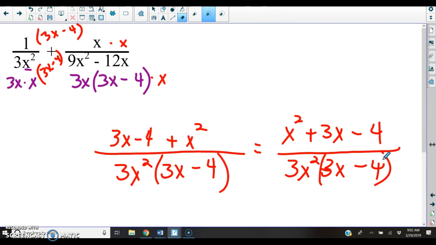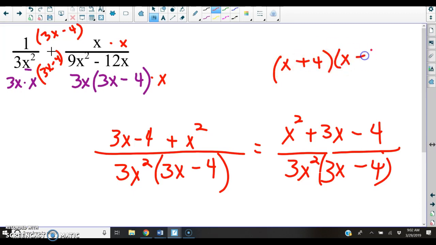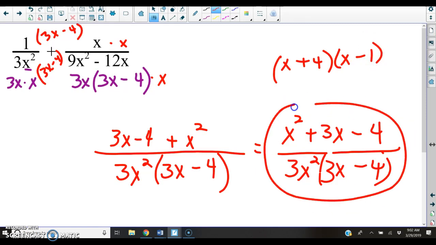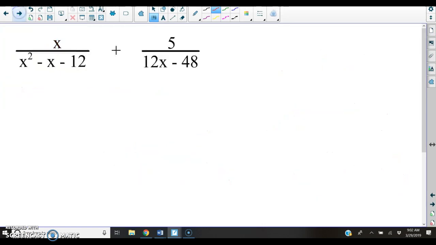Okay? Clean that up for you too. Notice that yes, this numerator would factor into x plus 4, x minus 1, but it wouldn't have any common factors with the denominator, so it does not reduce. If you want to factor it to write your answer, that's perfectly fine. If you want to wait, that's fine too. But always check to see if it will reduce.